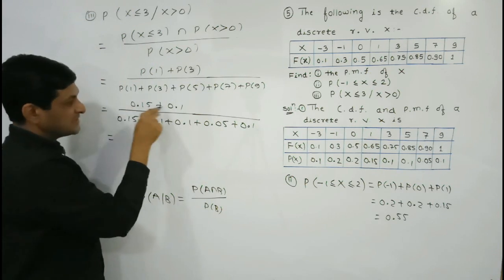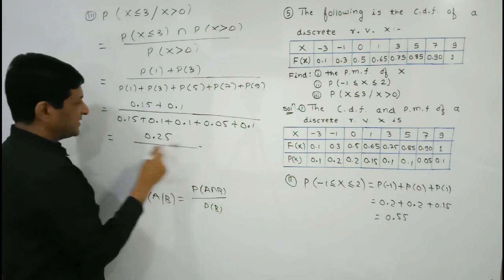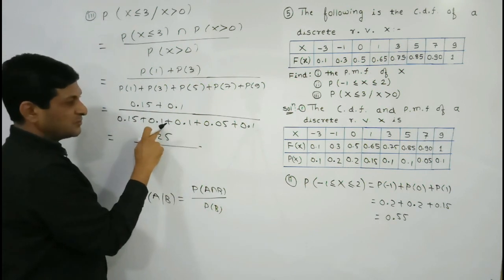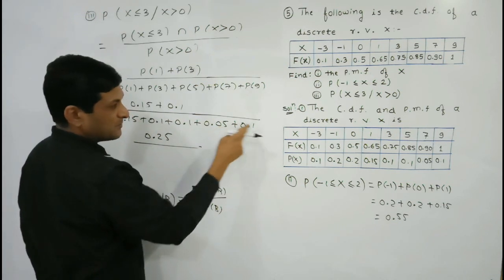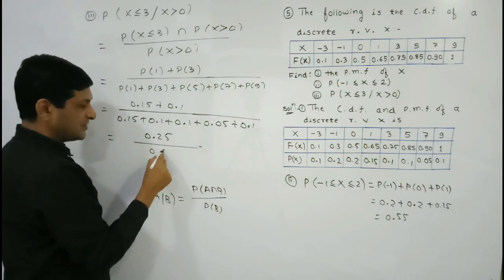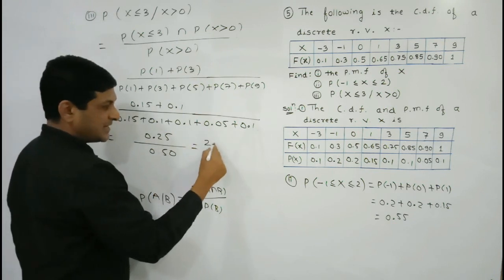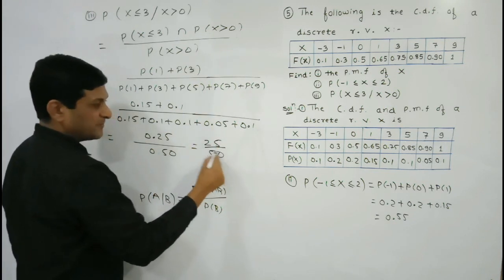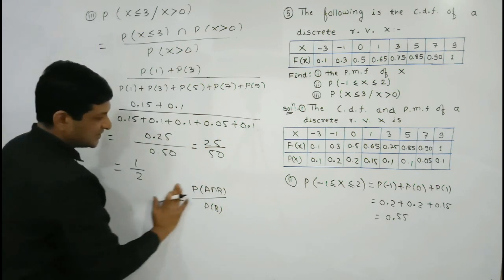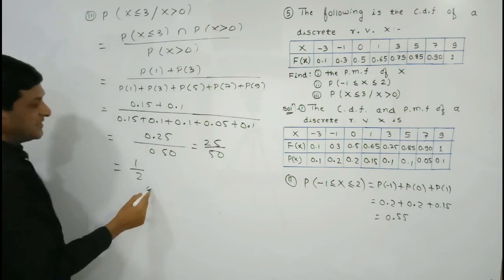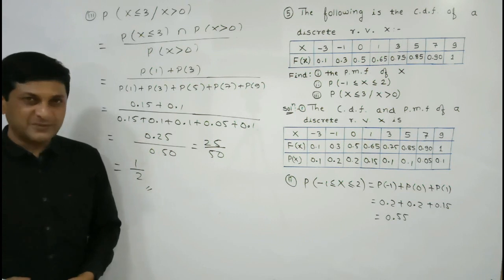So what is the addition? 0.15 plus 0.1 is 0.25, and in the denominator 0.15 plus 0.1 is 0.25, plus 0.1 is 0.35, plus 0.05 is 0.40, plus 0.1 is 0.50. So if I multiply numerator and denominator by 100, here we will get 25 and here we will get 50. So 25 upon 50 can be written as 1 by 2, means our required probability will be equal to 1 by 2. In this way we have completed question number 5.